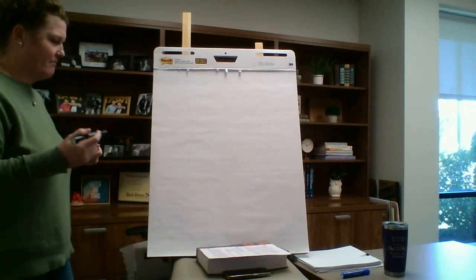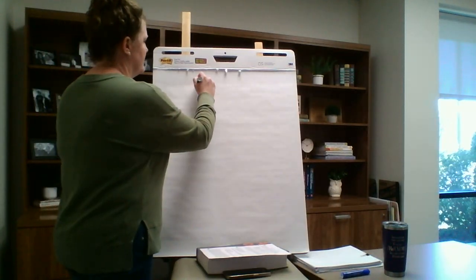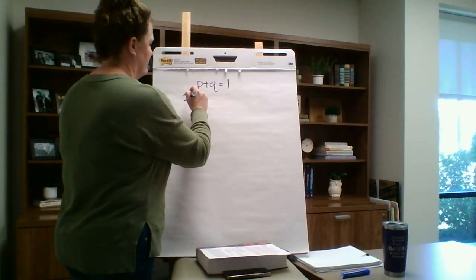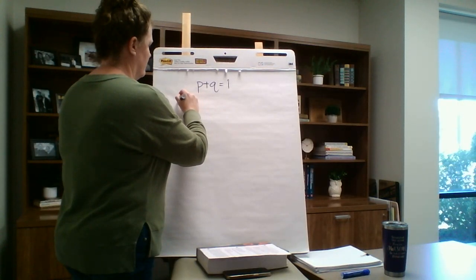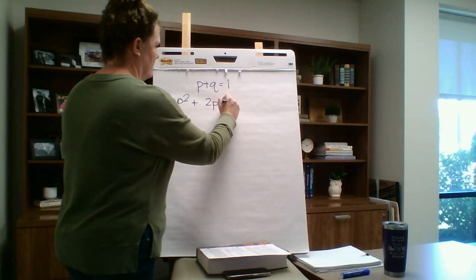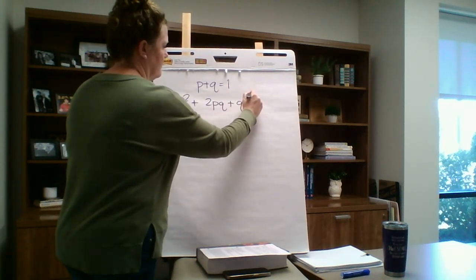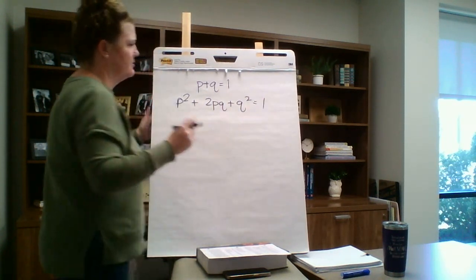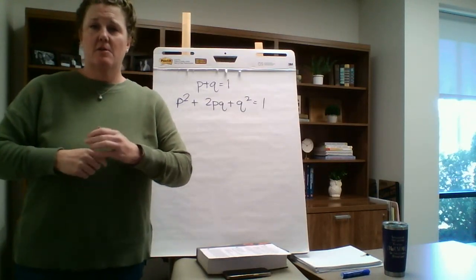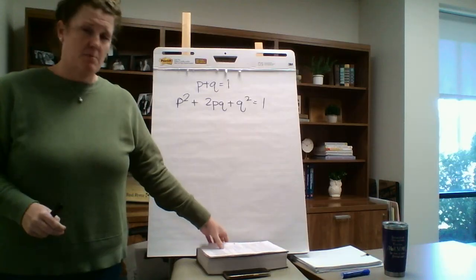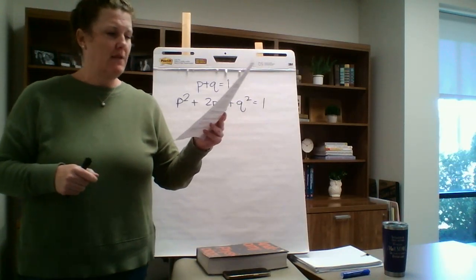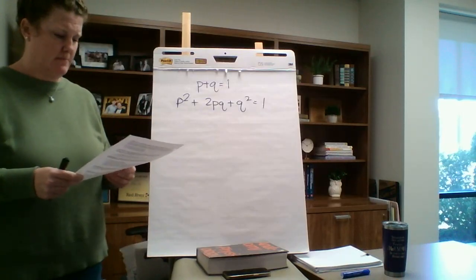Alright, so I'm going to write these equations up here again. Alright, so there's my 2 equations. And I want to show you how we can go about completing these. So we're going to take a look at problem number 1 on your little practice sheet here, and we're going to walk you through how to do each one.